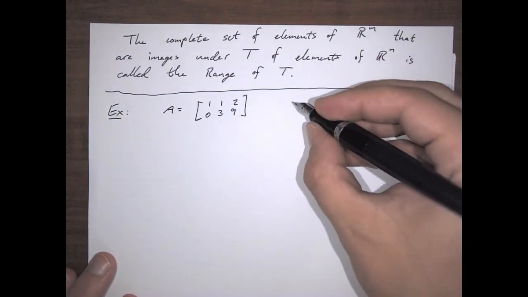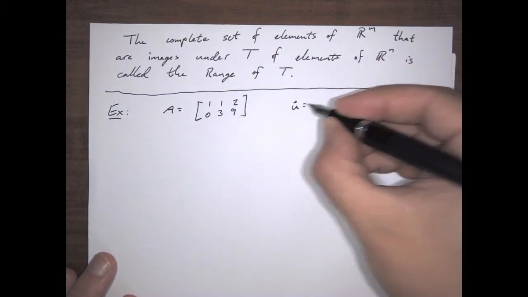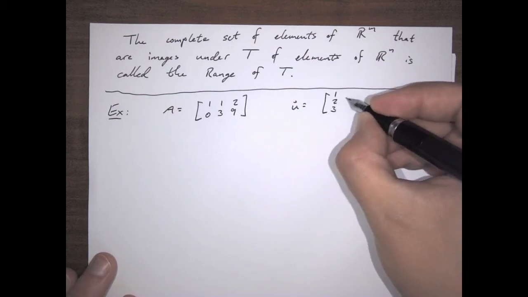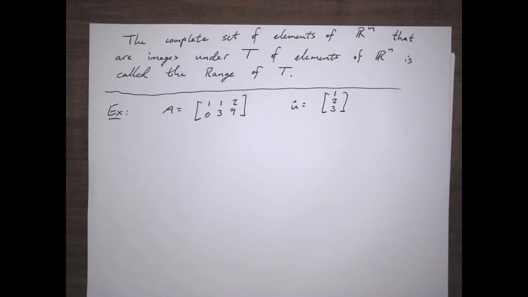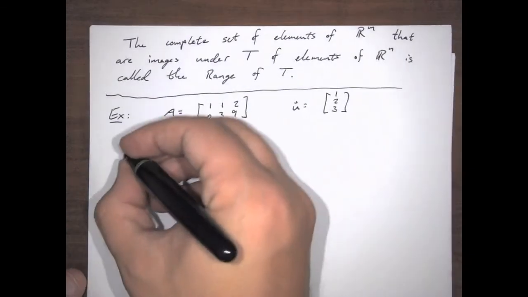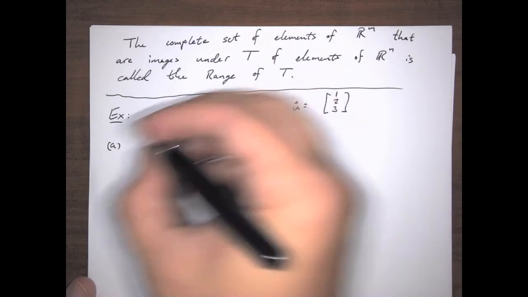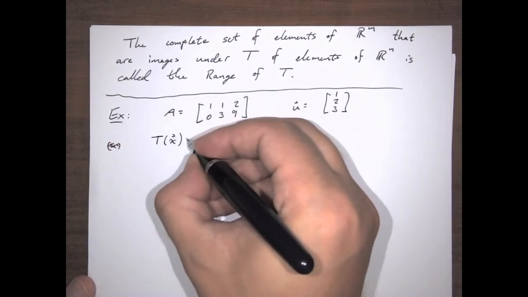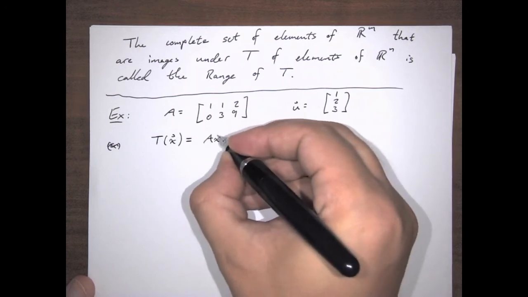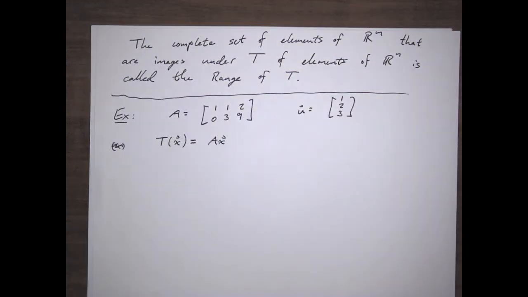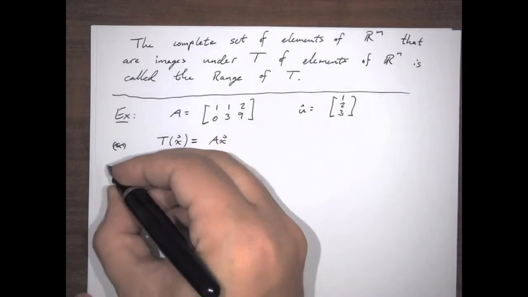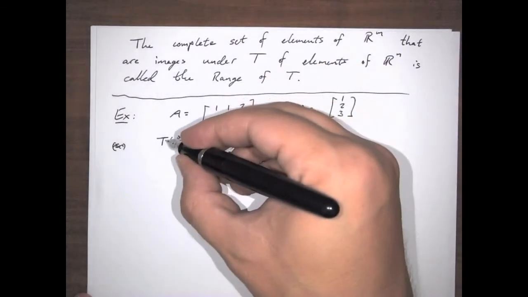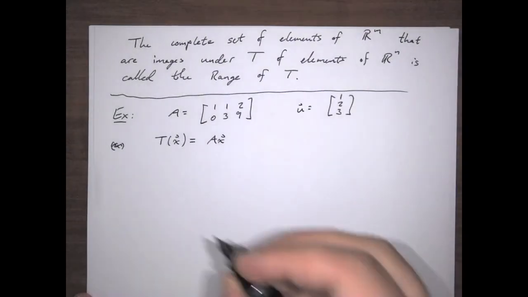And then we'll say that a vector u is equal to 1, 2, 3. And let's say that T of x is defined to be A times x. So what this means is T is going to be the name of the transformation that is accomplished when you multiply by the matrix A.